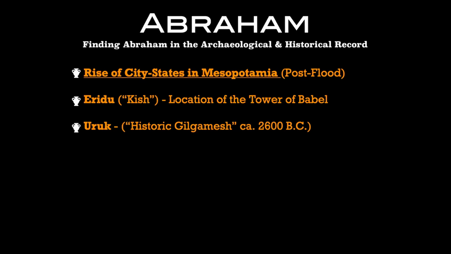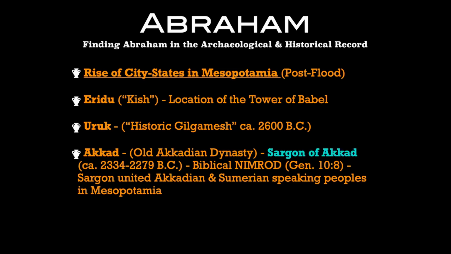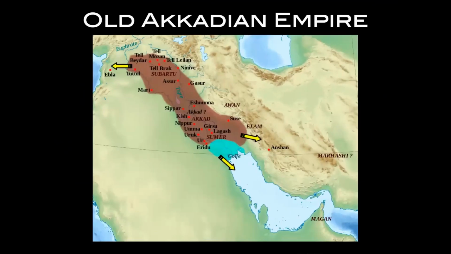Then we have Uruk, another very old city. Historic Gilgamesh was a king from Uruk. We do believe that there was an element of truth in the Gilgamesh epic story. Then Akkad, Sargon of Akkad, was again the biblical Nimrod. He united Akkadian and Sumerian speaking peoples in Mesopotamia. And this would have been the old Akkadian Empire.